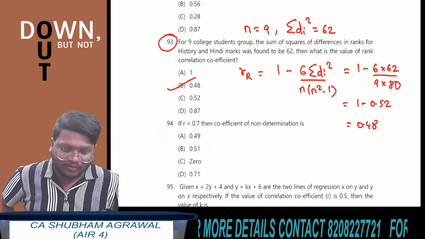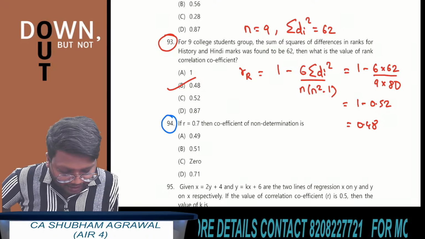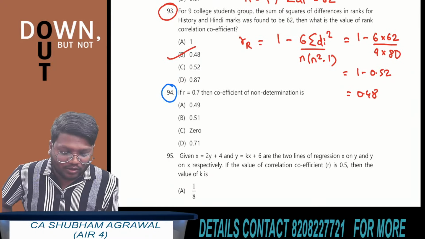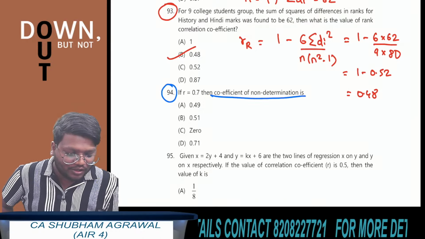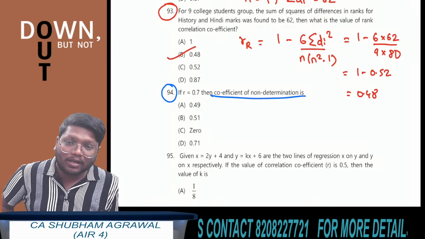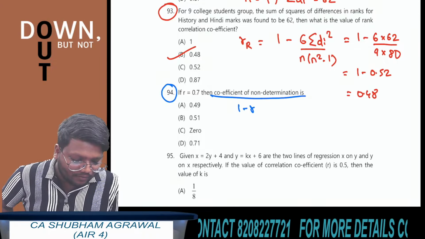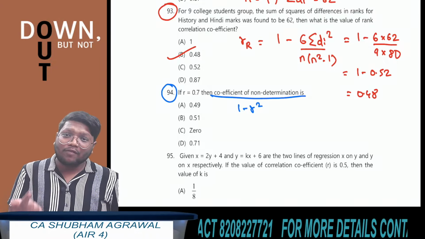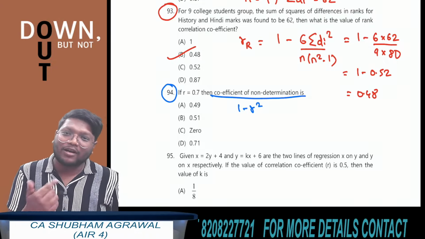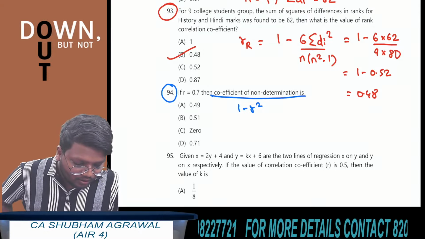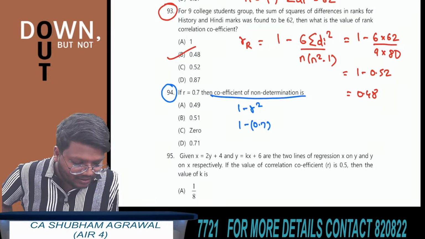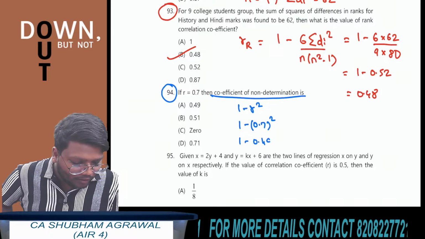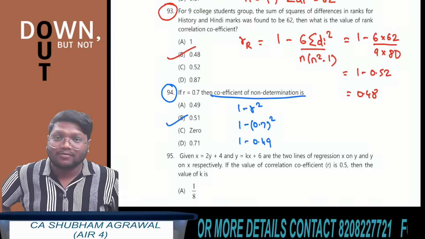Solve now question number 94. The correlation coefficient is 0.7. We have to find the coefficient of non-determination. What is the formula of the coefficient of non-determination? Coefficient of determination is r square and coefficient of non-determination is 1 minus r square. 1 minus 0.7 square, 1 minus 0.49. What is the answer? 0.5.